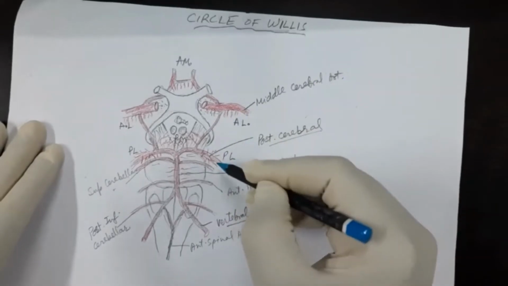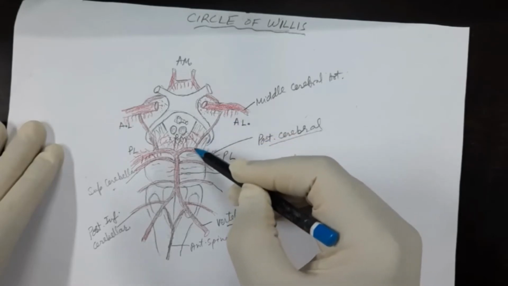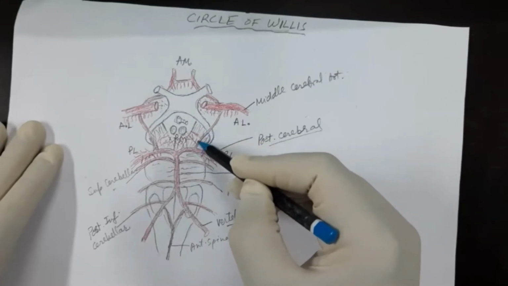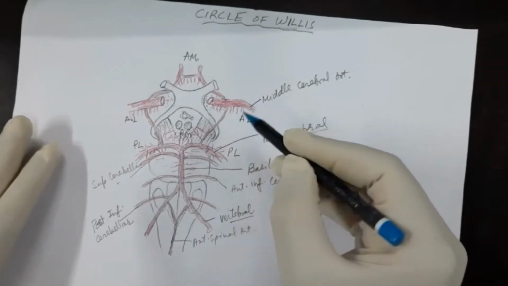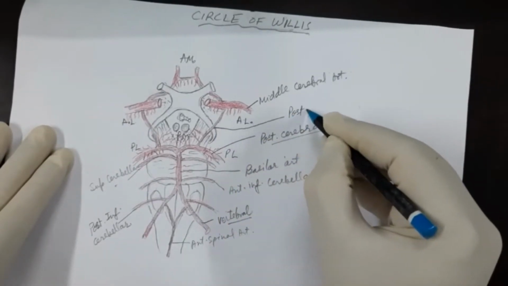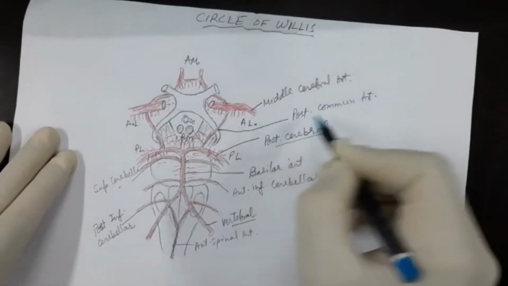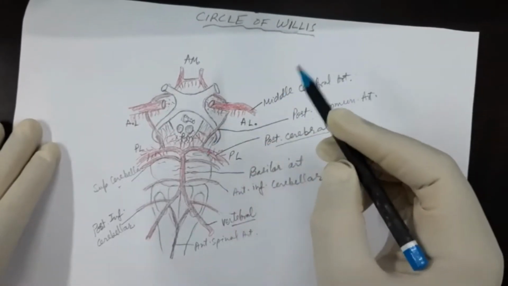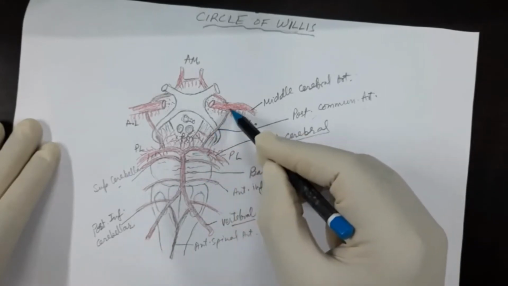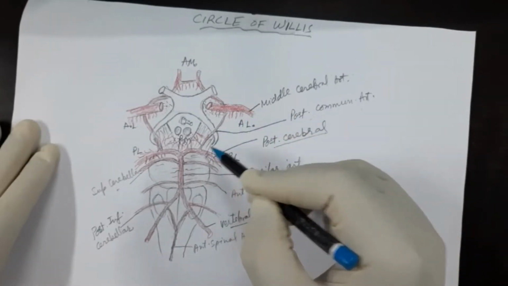Now this posterior cerebral artery unites with the middle cerebral artery, crossing the optic tract and the cerebral peduncle anteriorly, and this is called the posterior communicating artery. So this is the posterior communicating, which communicates between the two systems of arteries, that is, from the vertebral and the internal carotid arteries.